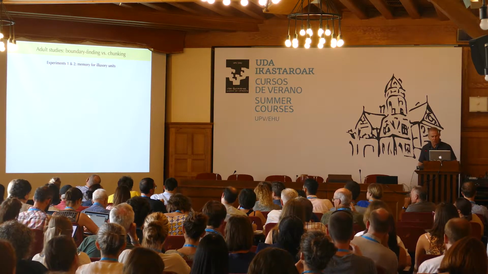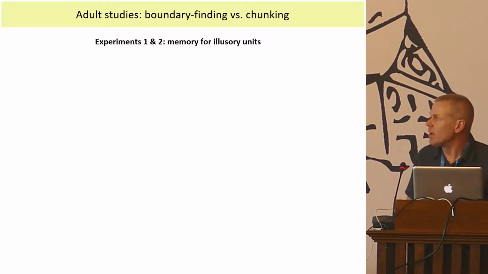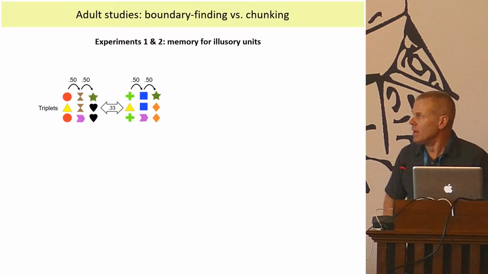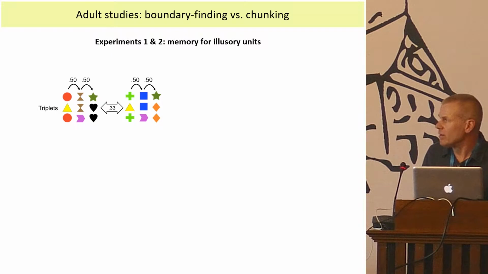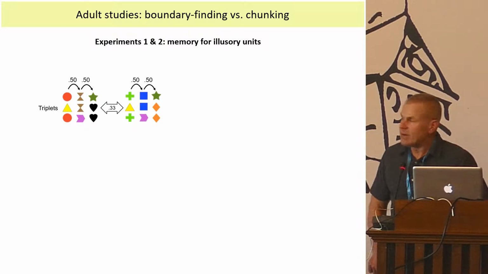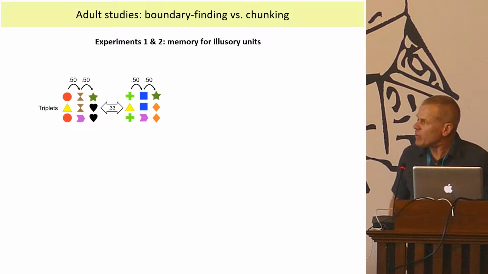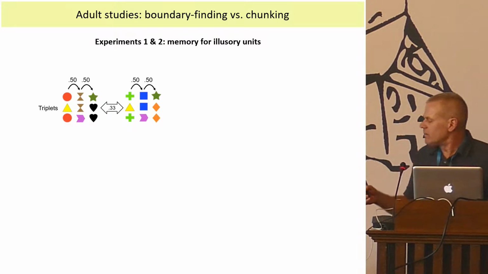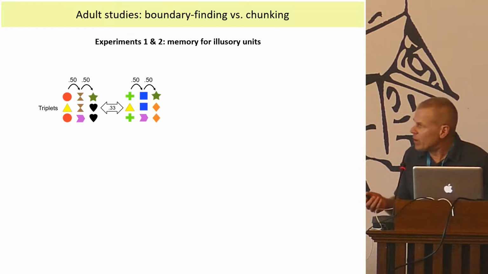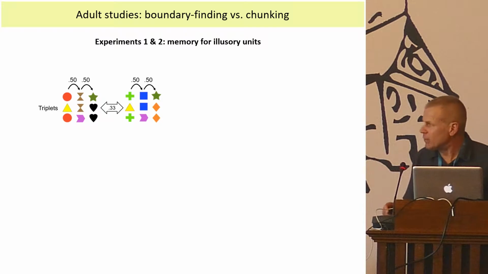The first 2 studies looked at what's called memory for illusory units. So here's how that works. We selected 9 shapes to show during a familiarization period. This is for adults, so they weren't habituated. We just let them look for a long time, either 10 or 20 minutes, and it turns out that didn't matter. We selected 9 shapes, and we organized them into triplets such that some of the shapes were shared across triplets. In fact, all of them were. Each shape appeared in 2 triplets. So the triplets you can see have 0.50 transitional probabilities within them and 0.33 between triplets.